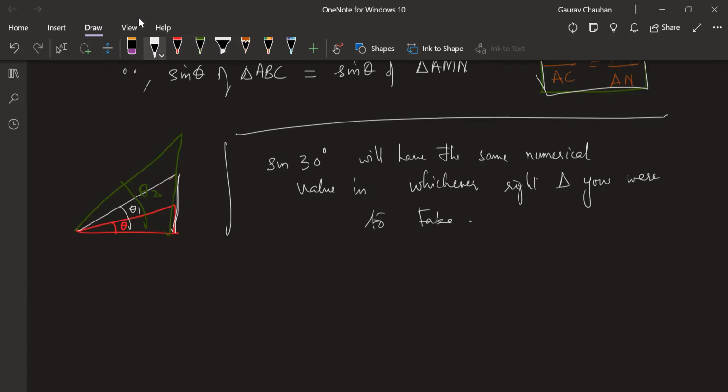I'm not just talking about sine here. The same goes for all of the trigonometric ratios. Take some time to absorb this, and when we come back to class, we'll have a good discussion about this. I hope this makes sense. Let me know what your thoughts are, and we'll pick it up from here.